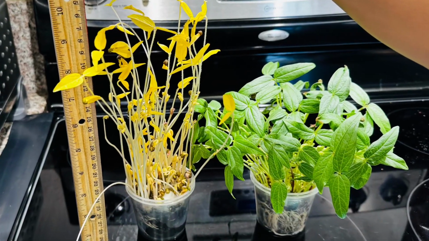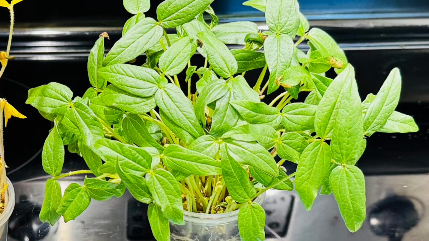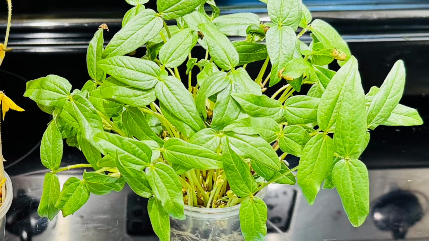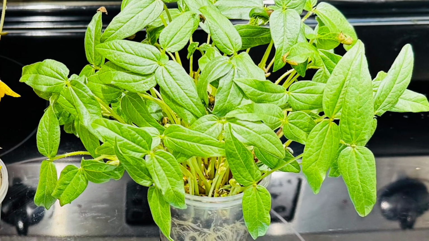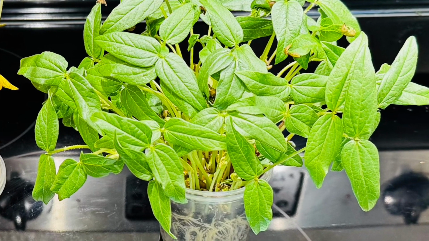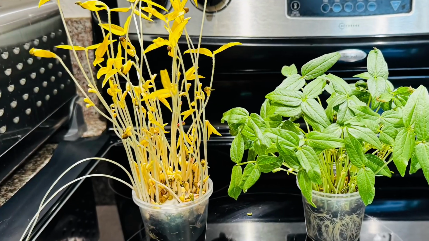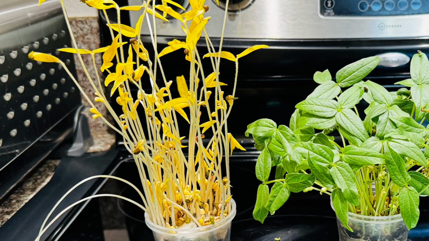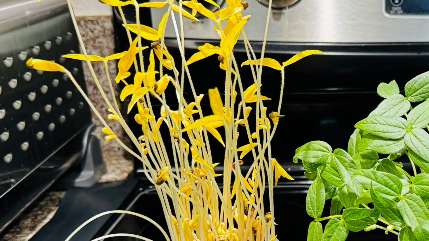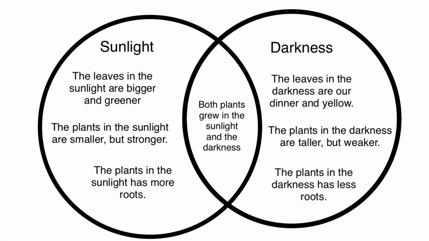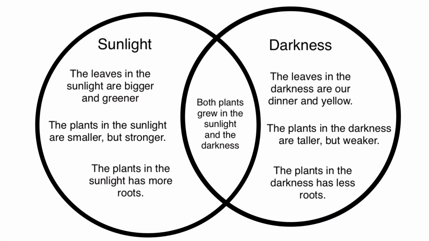The plant in the sunlight, the leaves are bigger and greener. The plants are smaller but stronger and have more roots, while the plant in the darkness, the leaves are thinner and yellow. They are weaker but taller and have less roots.